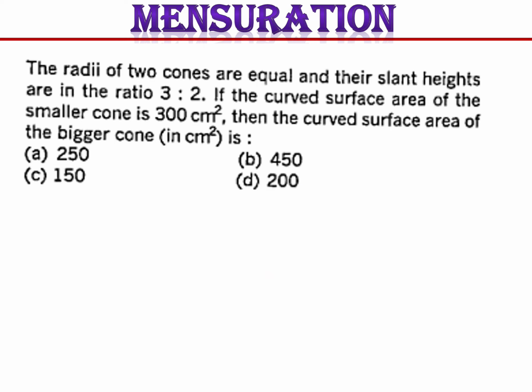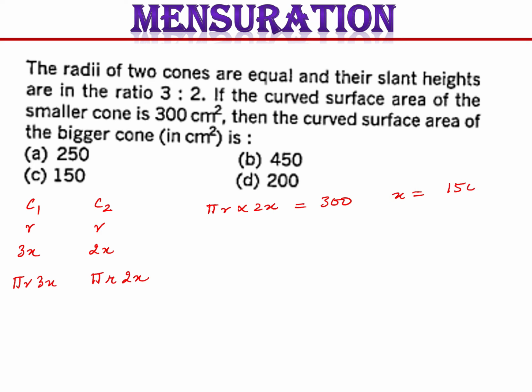The areas of two cones are equal. Let's say I have two cones C1 and C2. Radii is R and R. Their slant heights are in the ratio 3x and 2x. Then the curved surface area here will be pi r into 3x and here it will be pi r into 2x. Then you are given that the curved surface area of the smaller cone, pi r into 2x, is equal to 300. So from here you get the value of x will be 150 upon pi r.